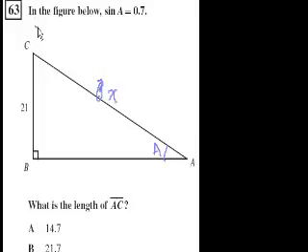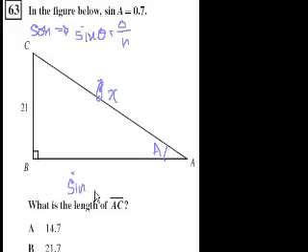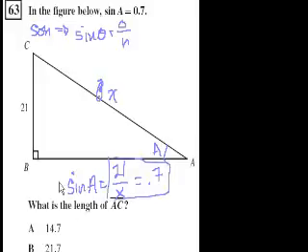SOH CAH TOA tells us that the sine of some angle, let's call it theta, is equal to the opposite over the hypotenuse. So sine of A, in this example, is going to be equal to the opposite, 21, over the hypotenuse, over x. And they tell us that the sine of A is equal to 0.7. So that's also equal to 0.7. Now we could just solve this equation for x, and we're done.